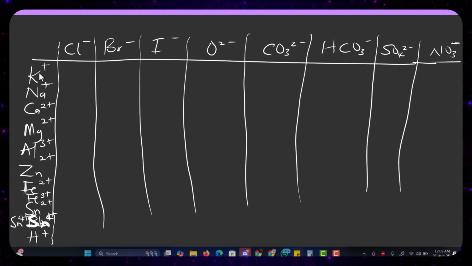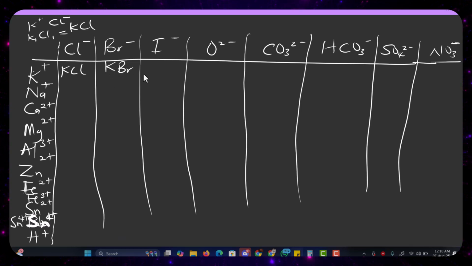By the time you combine these two ions, from what I've taught you, K plus and Cl minus 1: the 1 goes from this one to here, K1, Cl1, because the 1 from here goes down here and the 1 from here goes down here. So it's going to be KCl. So here you're going to have KCl. The next one is going to be KBr, and so on. So your job now is to copy this table and complete them all.